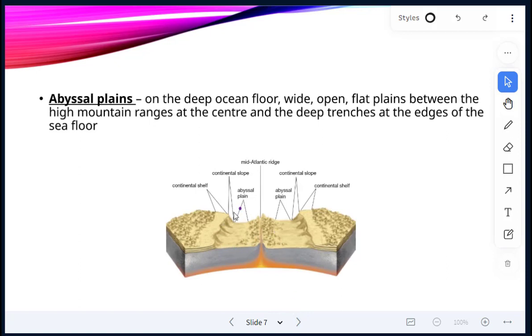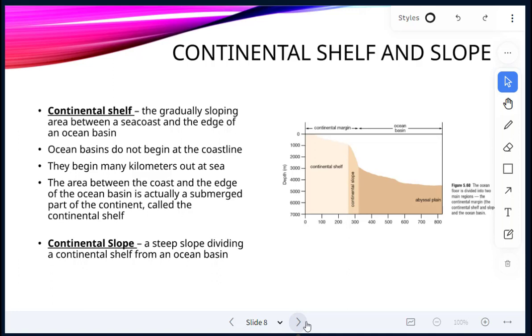Here we can see abyssal plains here and here. Again, on the deep ocean floor, they are the wide open flat plains found between high mountain ranges at the center and the deep trenches at the edges of the seafloor.